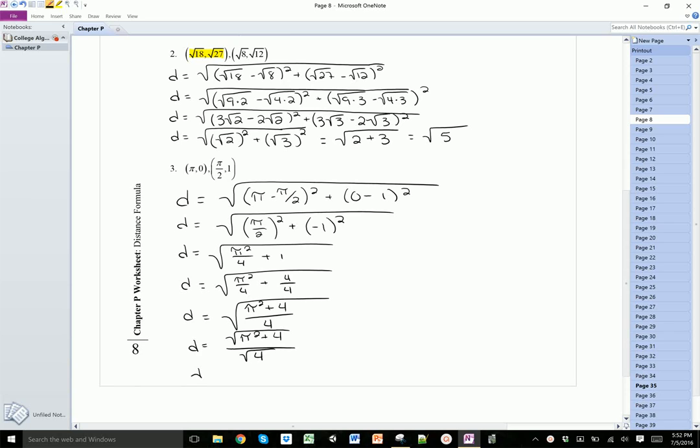me to simplify that. So this part on the top, it can't simplify. We're going to leave it the way it is, but the square root of 4 is 2. So this would be your final simplified answer.